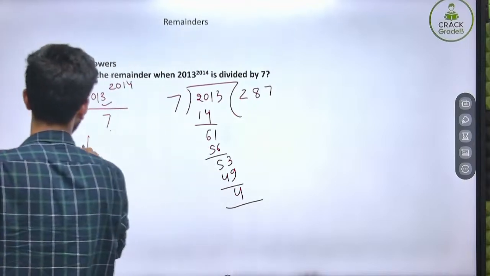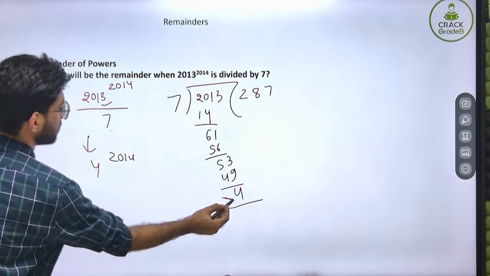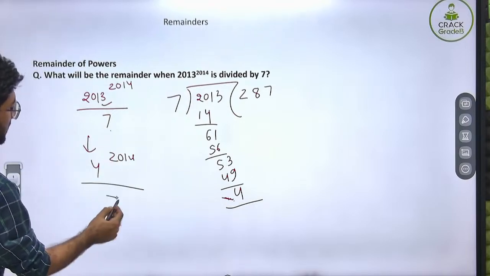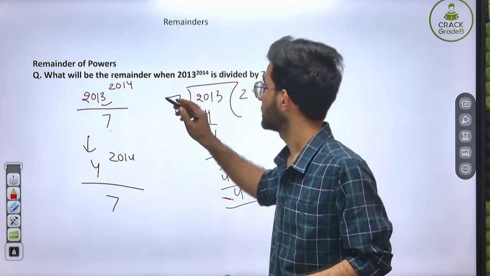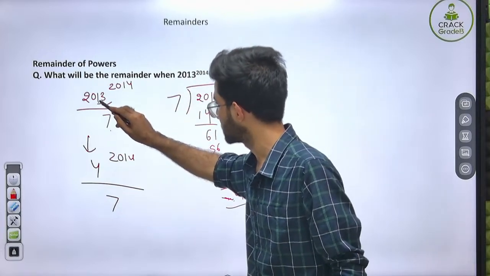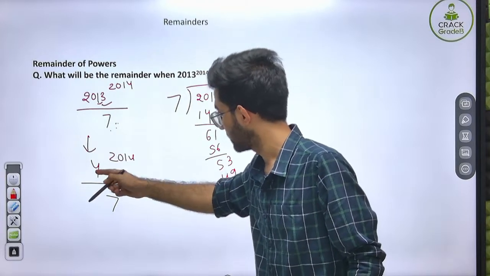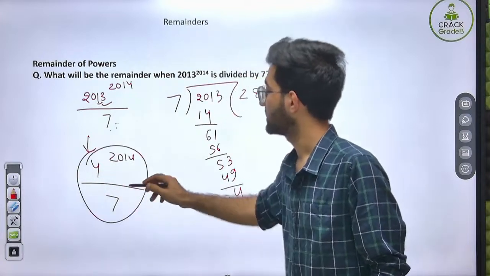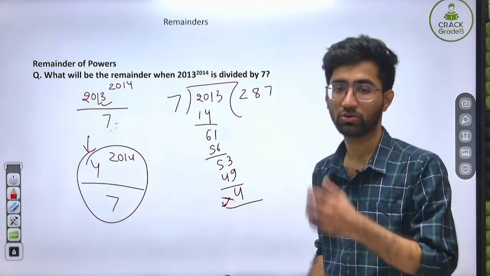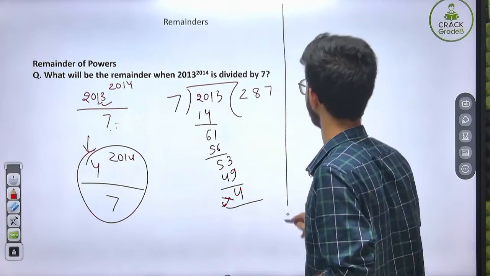Means this question is equivalent to 4 to the power 2014 by 7. 4 is the remainder. If you get this kind of questions, you should try to divide this number by this number, and whatever is the remainder, you can write it in that way. So now the question is that if you divide 4 to the power 2014 by 7, what will be the remainder? We will follow the same approach.